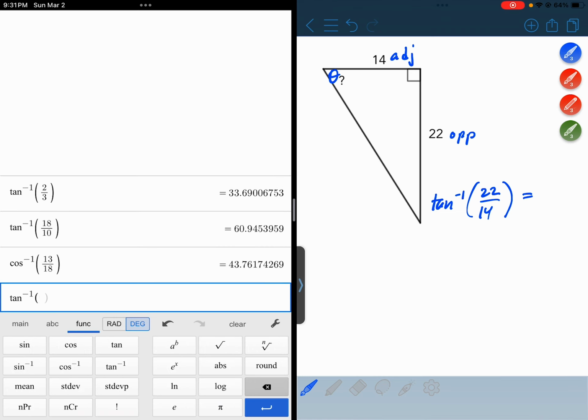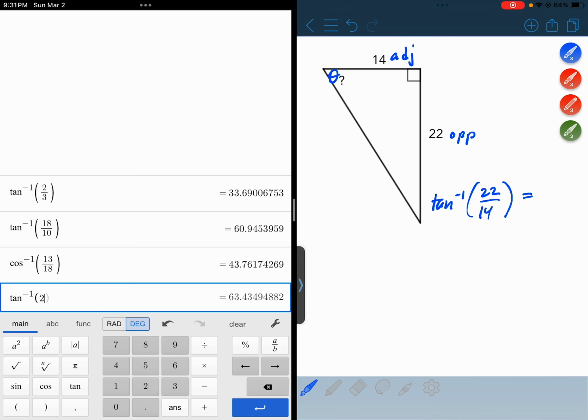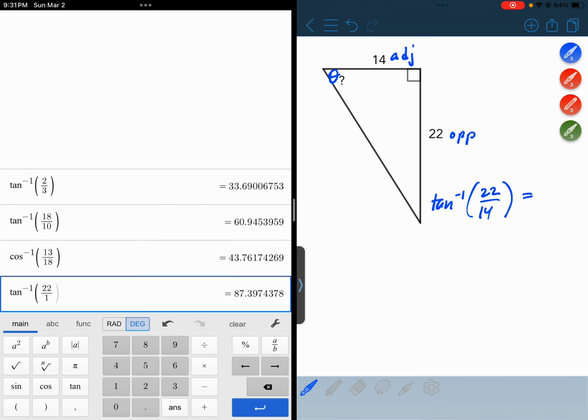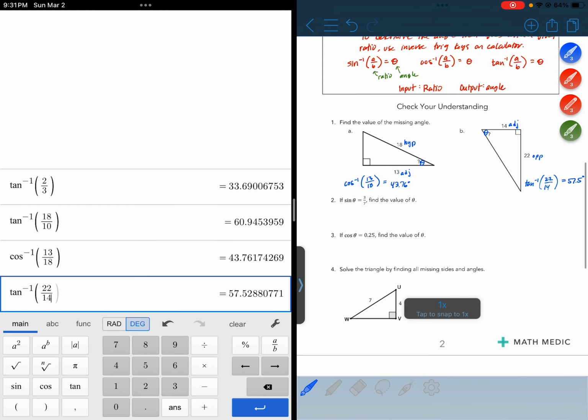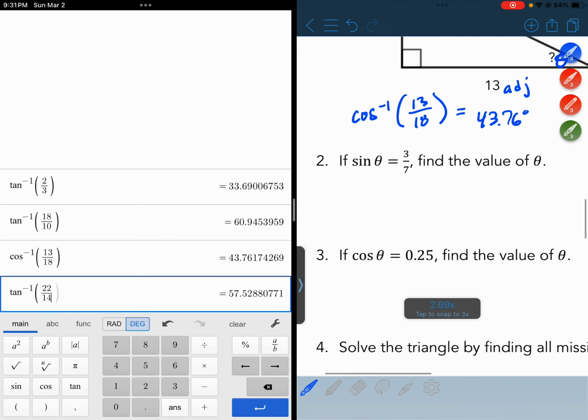Okay, so tan inverse 22 to 14. Right, so the angle measure is 57.5 degrees. All right, so that was question number 1. Question number 2, okay. If the sine ratio is 3 to 7, find the angle.